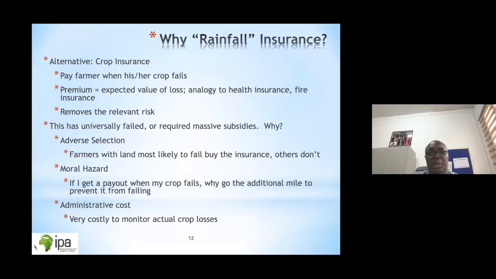And also we knew from the literature that crop insurance has generally failed. Of course, there was the issue of adverse selection and moral hazard associated with crop insurance. And generally crop insurance tends to have quite high administrative costs, because you need to monitor the actual crop losses and then make a payment in lieu of the reported, quote unquote, crop losses.